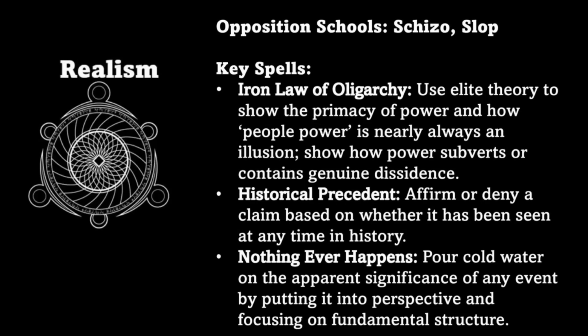All right. Now we have the School of Realism, and this is obviously the one that I major in myself, friends. Its opposition schools are the two that we've just seen, Skitso and Slop. Its key spells are the Iron Law of Oligarchy, that is, you use elite theory to show the primacy of power, and how people power is nearly always an illusion. You also show how power subverts or contains genuine dissidence. That's a lot of what I've done on this channel, a lot of stuff I've written as well.